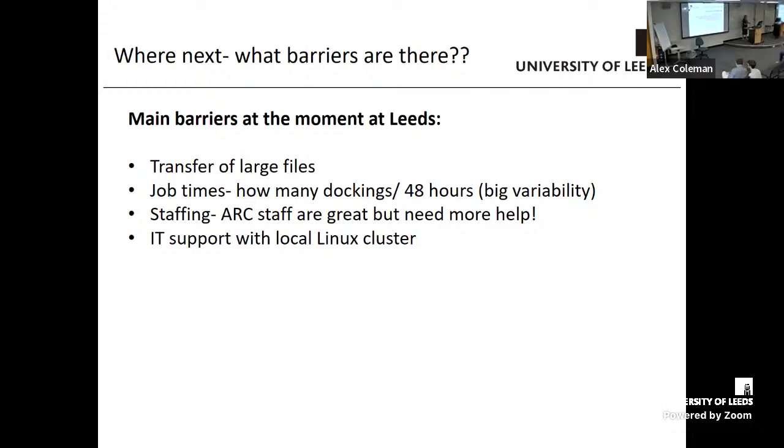We have problems with transferring large files between our local machines and the ARC computing cluster. We have problems with job times. How many dockings can we get done in the 48-hour windows allowed in ARC? There's a lot of variability in this, which makes it hard to understand how many to put in each library. I think all of you can say the people at ARC are really good, but there's just not enough of them to get all the help that people need going forward. And we also struggle currently with getting IT support for our local Linux machines.